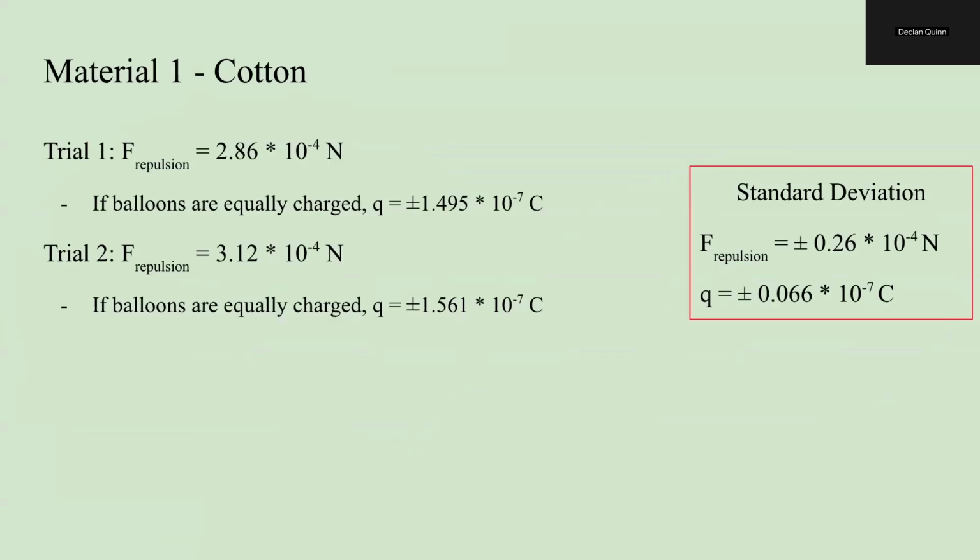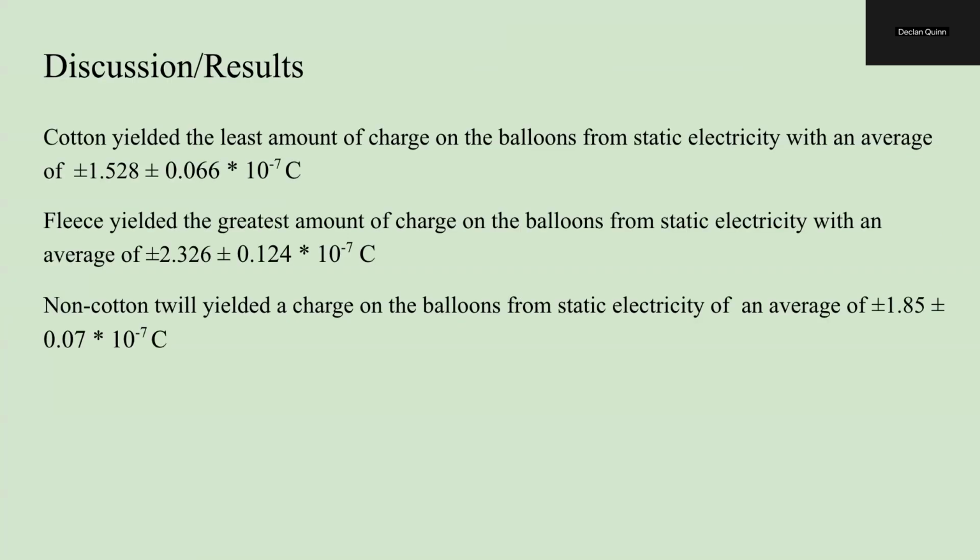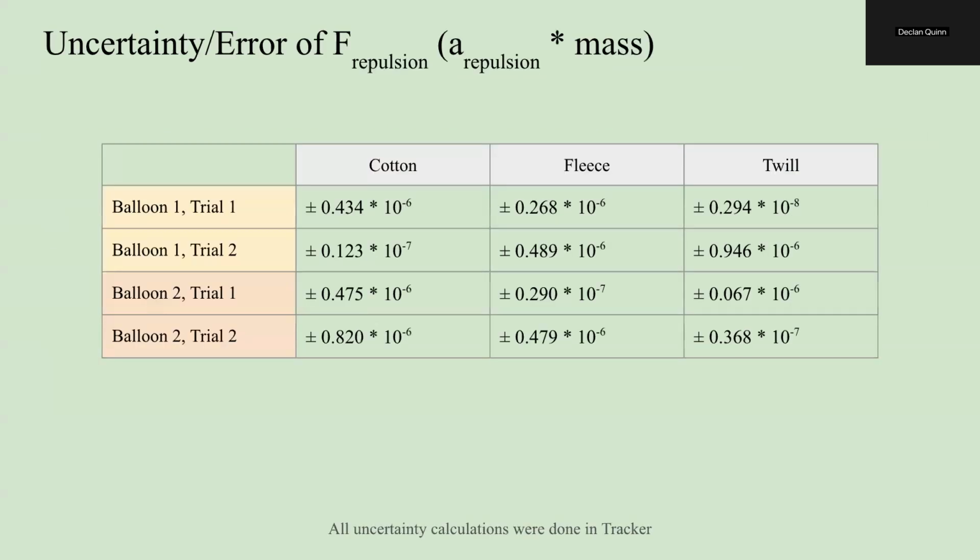Shown here are the results for cotton, the results for fleece, and the results for non-cotton twill used as a fabric to charge. Cotton yielded the least amount of charge on the balloons. Fleece yielded the greatest amount of charge on the balloons, and non-cotton twill yielded a charge in between. Shown here is the uncertainty of the force of repulsion through calculations done in Tracker.